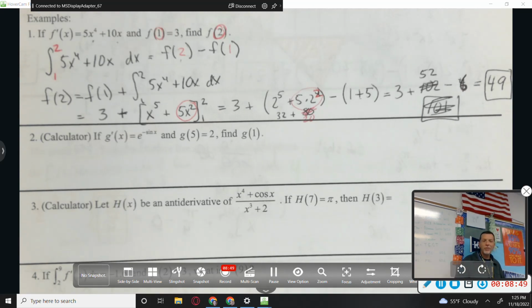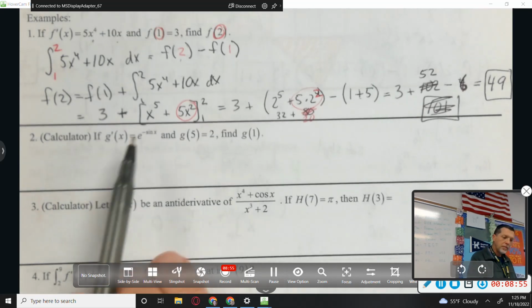Calculus is easy, algebra is hard, right? I think you mixed that up, like the f prime 5x to the 4th with the later 5x squared.